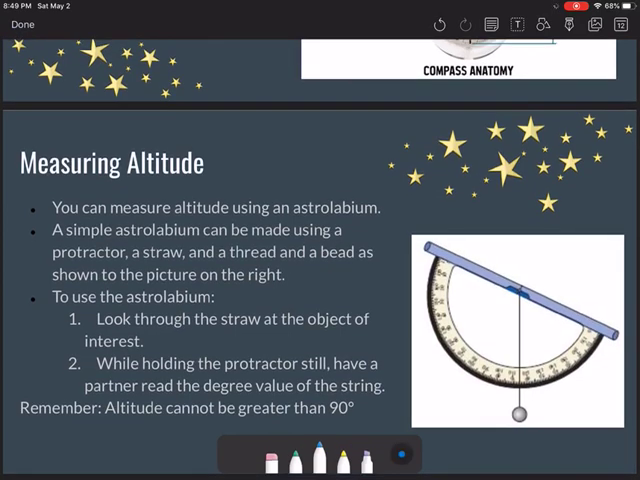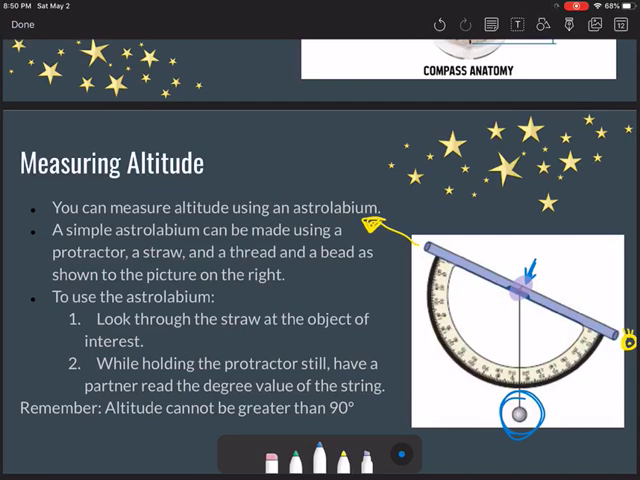It could be a metal straw, reuse, reduce, recycle. A straw to the top, because that provides you a place to look through. If I was using this device, I would have my eye on one side and I would look through it at the particular object. From there, I would tape on a string right smack dab in the middle of my protractor. And at the bottom of the string, I would place some sort of weight.